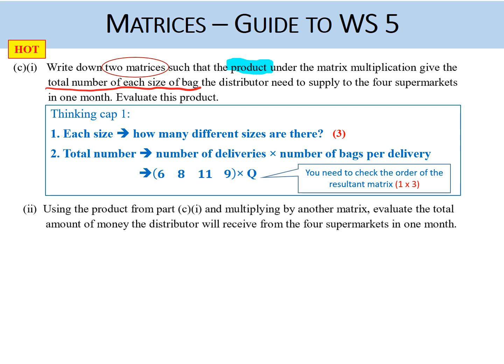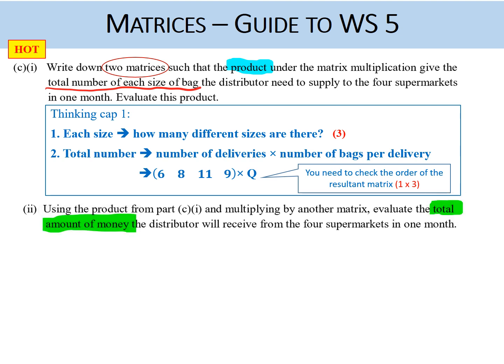Now let's proceed to C part 2. Again for C part 2, they ask for the product. But this question is slightly easier because you already know what matrix you're going to use. That is from C part 1. At the same time, you notice that if your answer for C part 1 is not there, you will have difficulty finding C part 2. Now take a look at the question. It says, evaluate the total amount of money the distributor will receive.